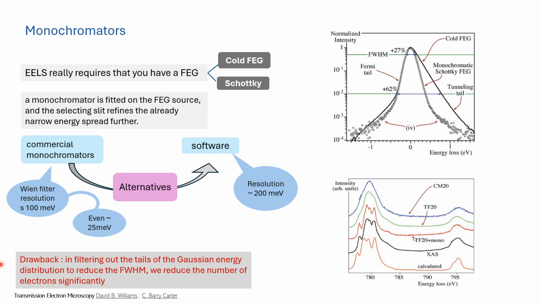So there are of course some drawbacks if we use this kind of monochromator, because in cutting out the tails of the Gaussian energy distribution to reduce the FWHM, we actually reduce the number of electrons significantly. So this is quite a huge drawback of this kind of monochromator, because we are wasting lots of electrons for this.